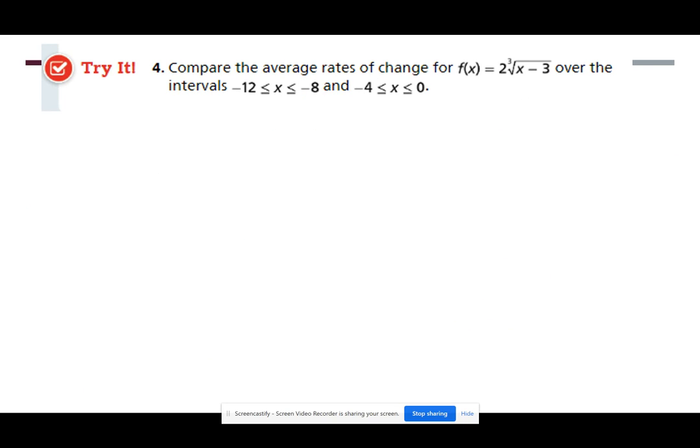All right, so here is a try. Go ahead and pause the video and come back to check the answers. All right, so this one, be careful. This one is our function here, and that 2 in the front is multiplication. So this says 2 times the cube root of x minus 3, okay?